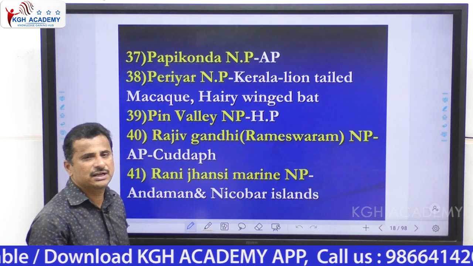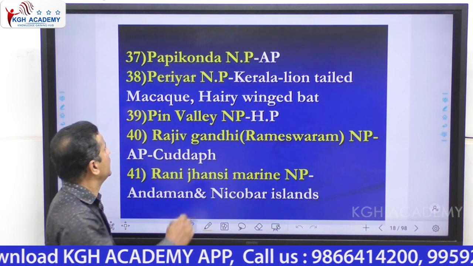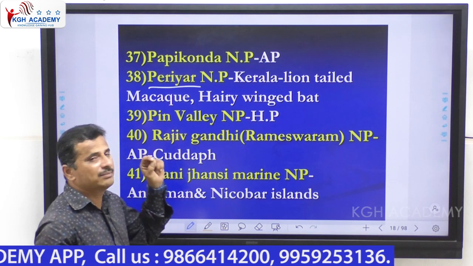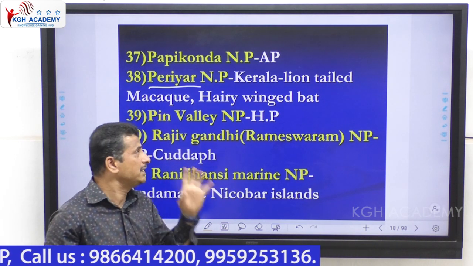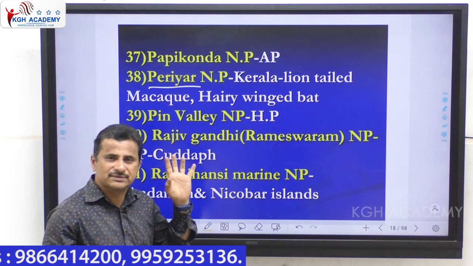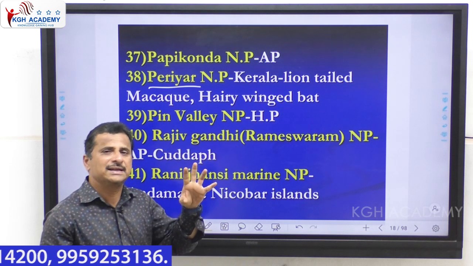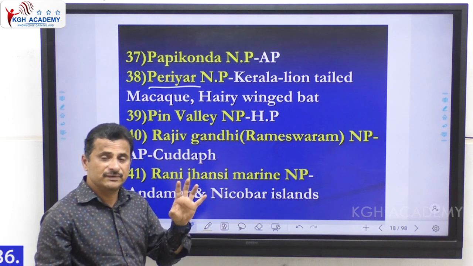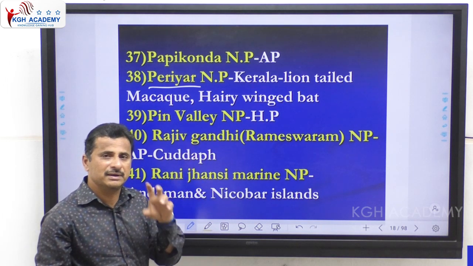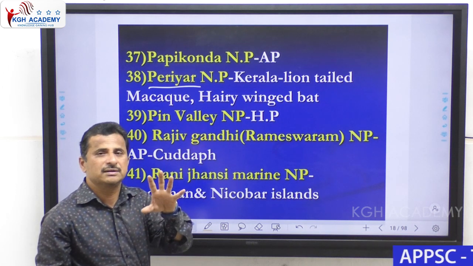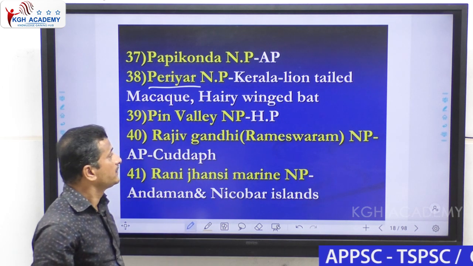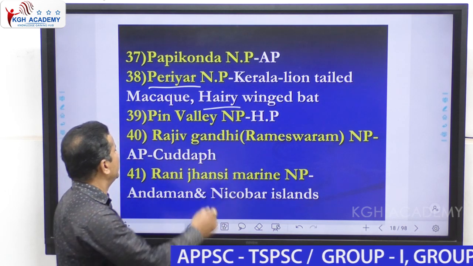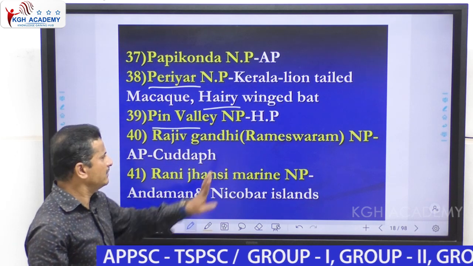And next, Papikonda National Park, Andhra Pradesh, and Periyar National Park, Kerala. This is famous for the lion-tailed macaque. Lion-tailed macaque is a monkey. Okay, this is very, very famous and only present in the Nilgiri Hills area, that too the Western Ghats area. So you can expect questions like which of the following monkeys is present only in the Western Ghats. Here, lion-tailed macaque, and another one is the hairy-winged bat. And Pin Valley National Park is present in Himachal Pradesh.